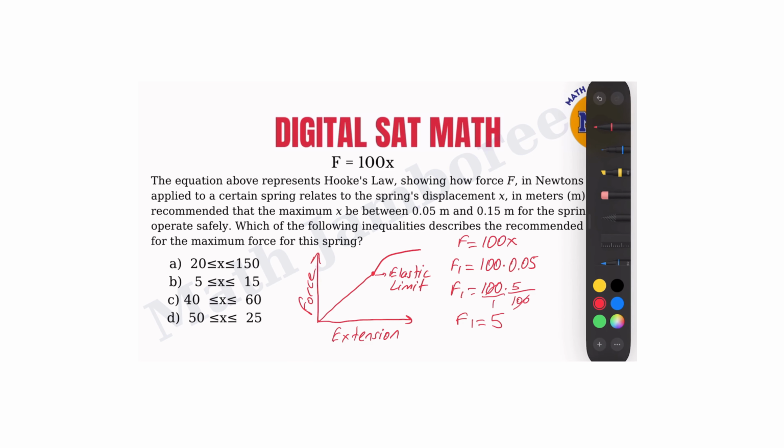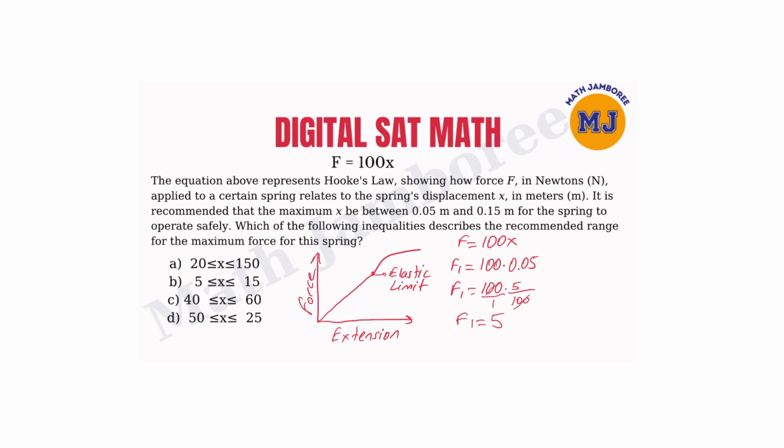To find the value of F2, I'm going to use a different color pen. For F2, we will use the same formula, with 0.15. F2 is equal to 100 times 15 over 100. So F2 is, let's cancel each other out, 15.